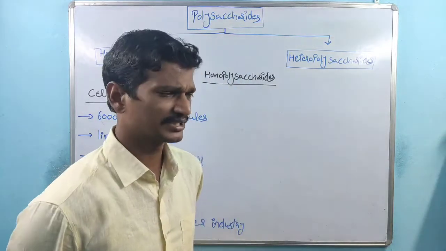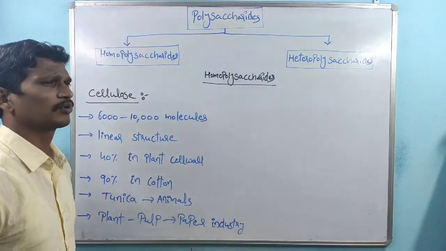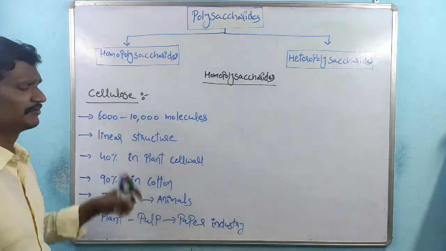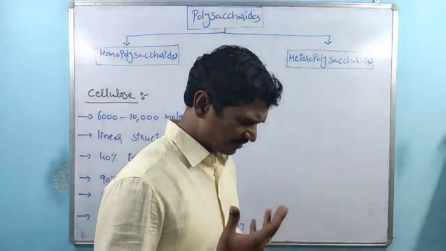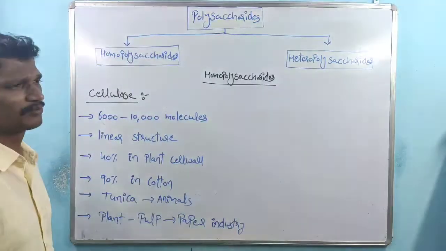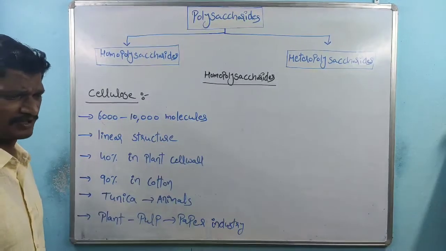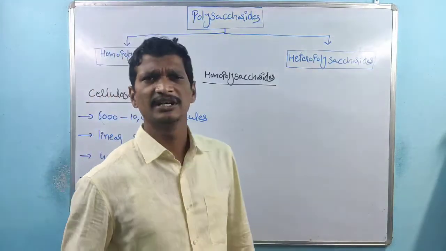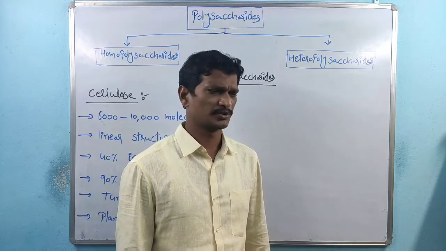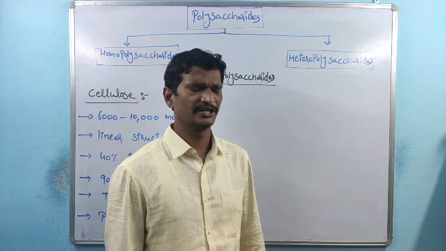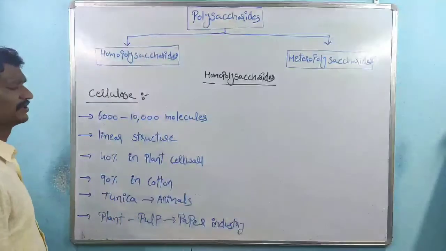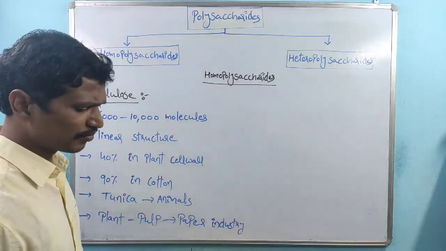One by one we will discuss the homopolysaccharides and their properties. The very first one is cellulose. When we hear the name cellulose, immediately in our brain the plant cells are remembered. We easily remember the plant cell because the plant cell walls are made up of cellulose, right? Major portion is cellulose, especially the primary cell wall. So here cellulose is the homopolysaccharide made up of 6,000 to 10,000 molecules.